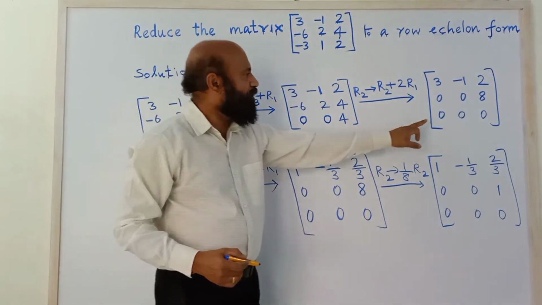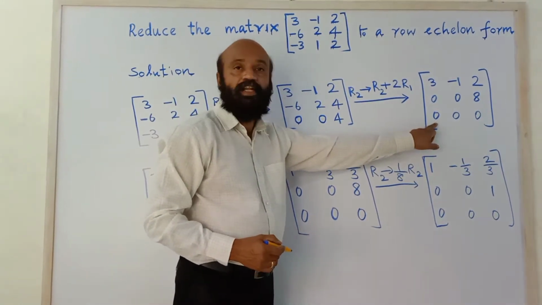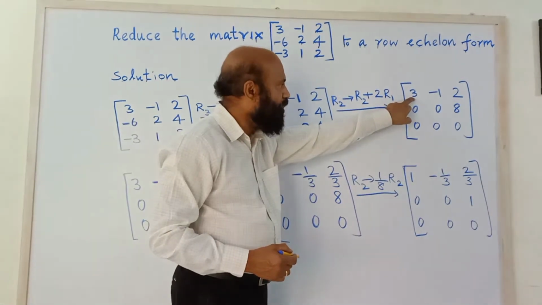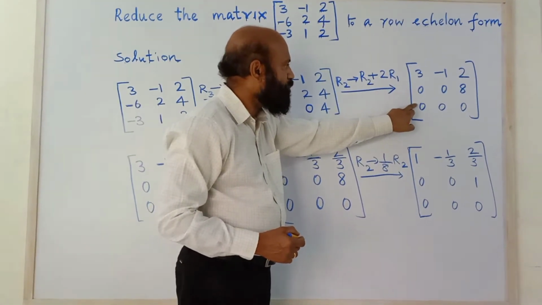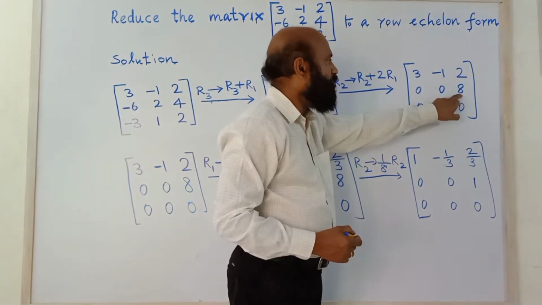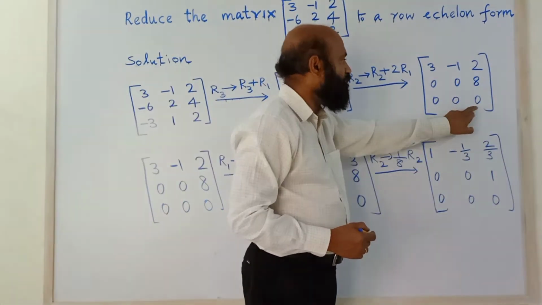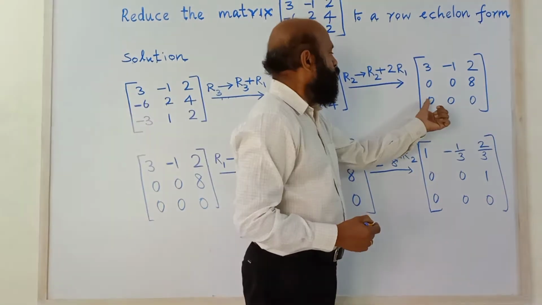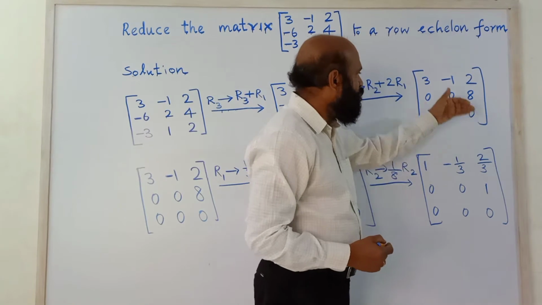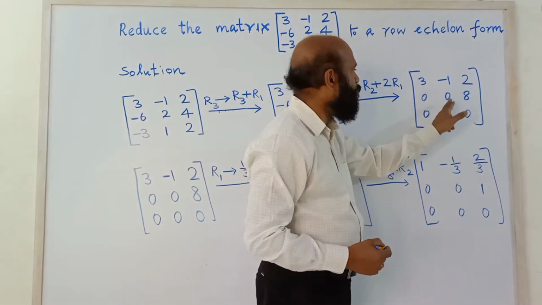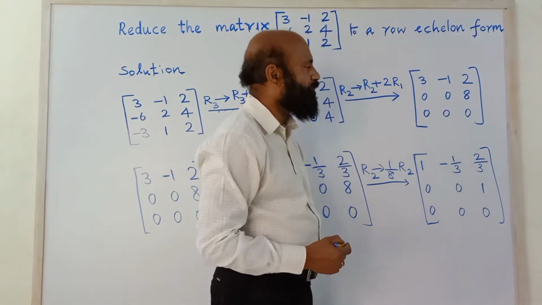So this is in row echelon form. Here, see, first non-zero number is 3, below that 0 everywhere. Then here, first non-zero number in the second row is 8, below that it is 0. So this is in the row echelon form. The row with all the entries 0 is coming below all the other rows with non-zero entries. So this is in the row echelon form.